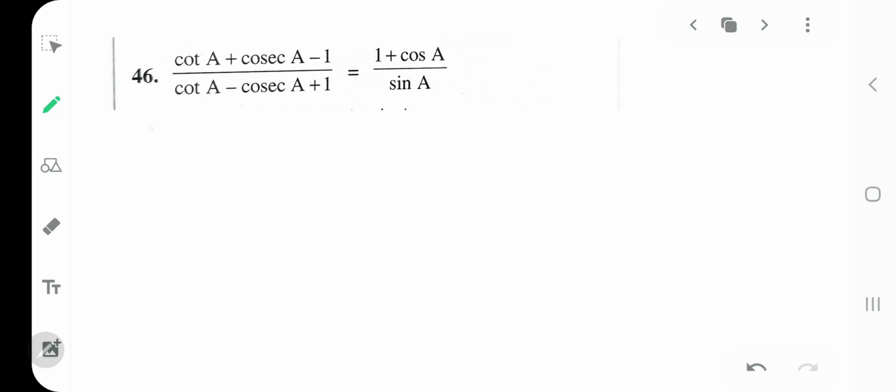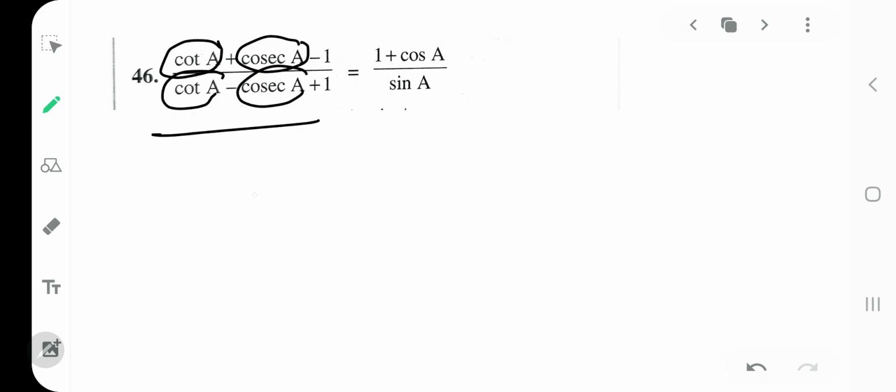Next we have 46th. In that you have to convert your cot, cos a upon sin a, and you have to convert your cosec, 1 upon sin a. Down also similar you have to convert. Take the LCM of numerator and denominator. Once you get the LCM, my dear kids, you will have something like this.